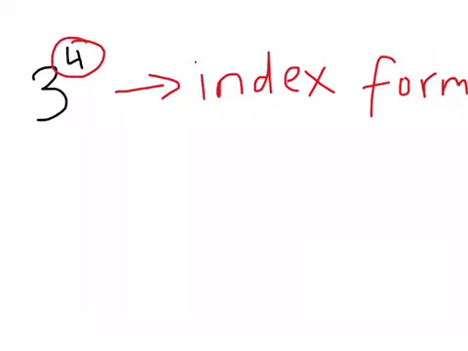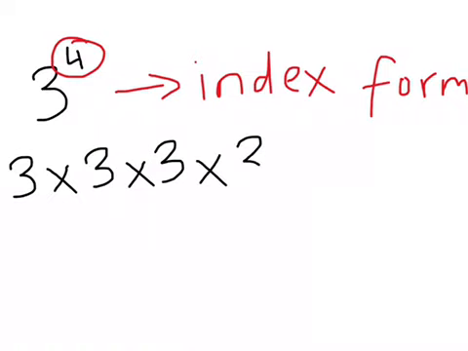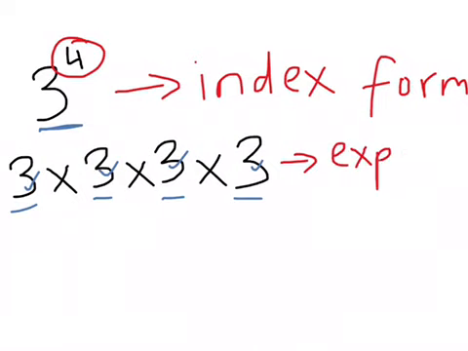The longhand way that shows that we understand what the index form means is 3 times 3 times 3 times 3. So remember, we've got our base over here, and that's the number that's been multiplied over and over again. And then our index is 4 because it's been multiplied 1, 2, 3, 4 times. So that there is what we call the expanded form. So it's been made bigger or longer.